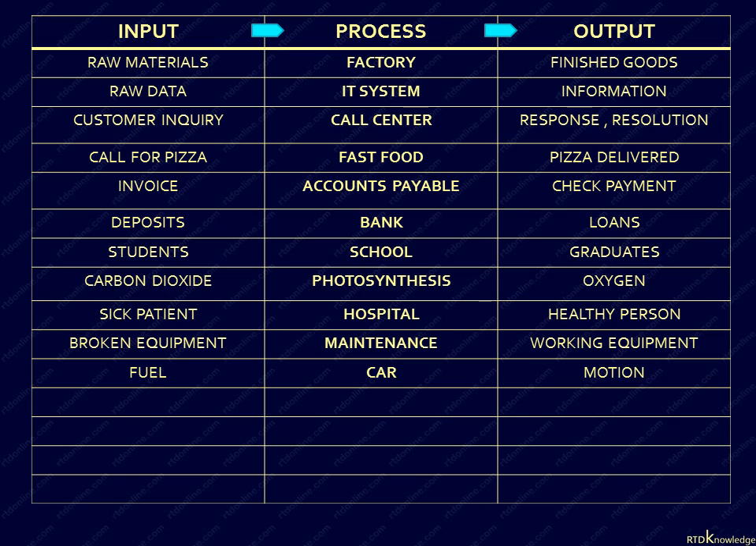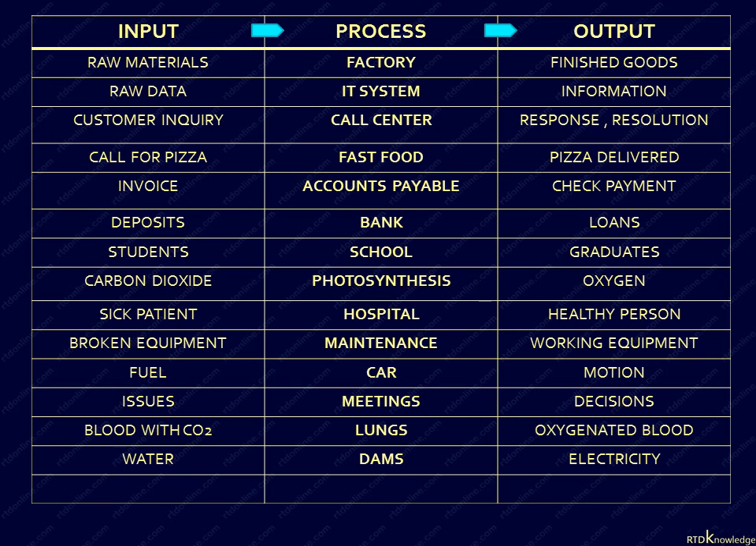Our car converts fuel into motion. Meetings process issues and information into decisions or resolutions. Our lungs, like our heart, are non-stop hard-working factories, removing carbon dioxide from blood and returning them as fresh oxygenated blood. The dam system converts falling water into electricity. Courts and juries process evidence and produce verdicts from them.